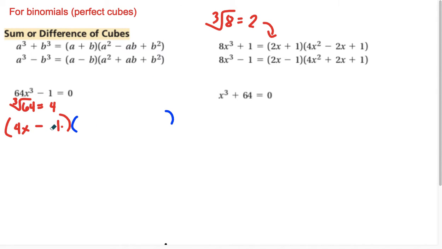All right, let's erase that. Then we take 4x and we square it. So when we take 4x and square it, we get 16x squared. Then we take negative 1 and square it, and we get a positive 1.